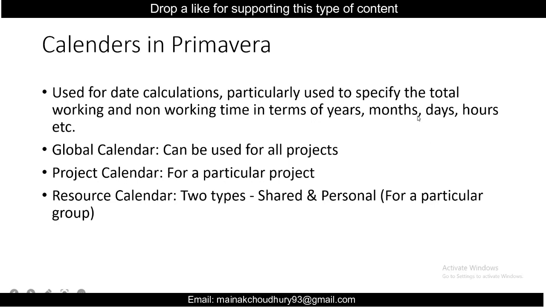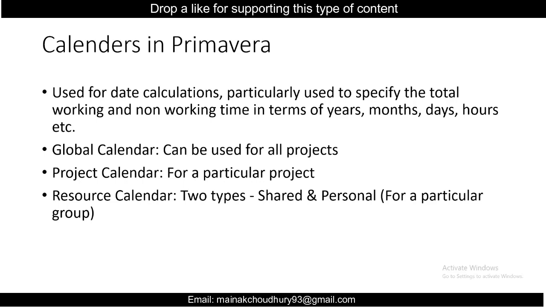There are mainly three types of calendars: the global calendar, which can be used for all projects; the project calendar, which can be used for only one particular project, so you can make a particular calendar for a project; and the resource calendar, which can be shared or personal. The resource calendar mainly denotes resources. When you use Primavera, you will understand more about these types of calendars. Now we'll see how to do all these things in Primavera, then we'll continue further.